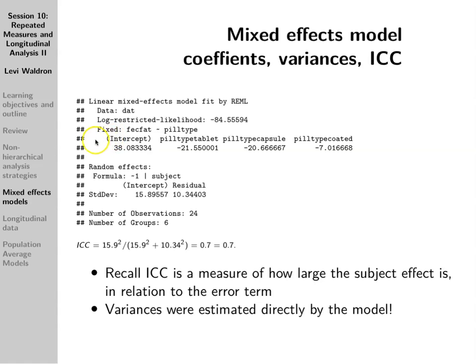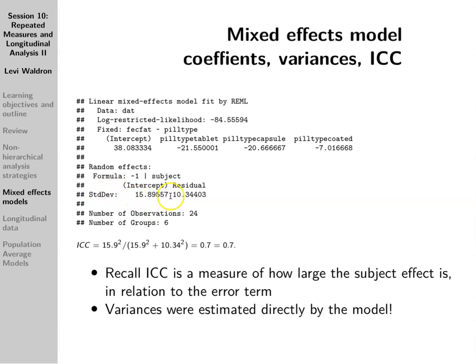So this is showing me the fixed coefficients. I have the overall intercept, and then I have fixed coefficients for pill type tablet, pill type capsule, and pill type coated. And if I did summary of this, I would see Wald test confidence intervals and p-values like I'm used to doing. But then there's some extra output here under random effects, and it shows me the formula that I used there. And here, it's just giving me the standard deviation of the intercept.